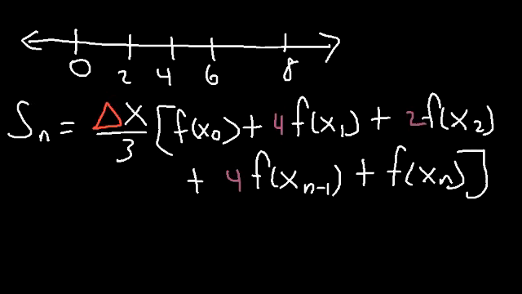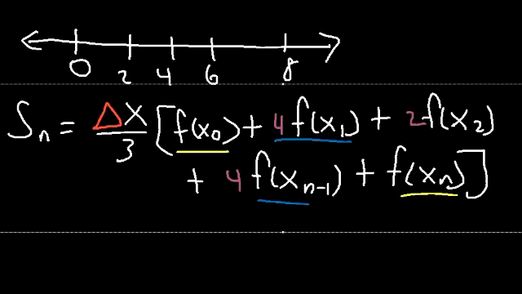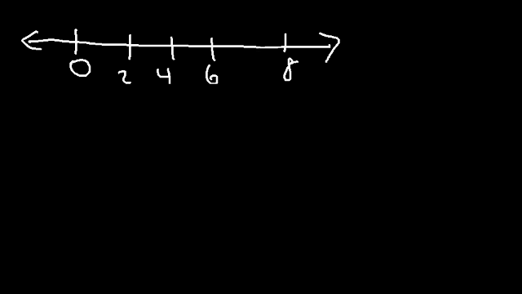So according to the Simpson's rule, you're going to use all 5 points, like the trapezoidal rule. But the first and last point is going to have a coefficient of 1. The second and the second to last point is going to have a coefficient of 4. And then everything in between is going to alternate between 4 and 2. So let's use the Simpson's rule in this example. Delta x is still 2. So it's going to be delta x divided by 3 instead of divided by 2.